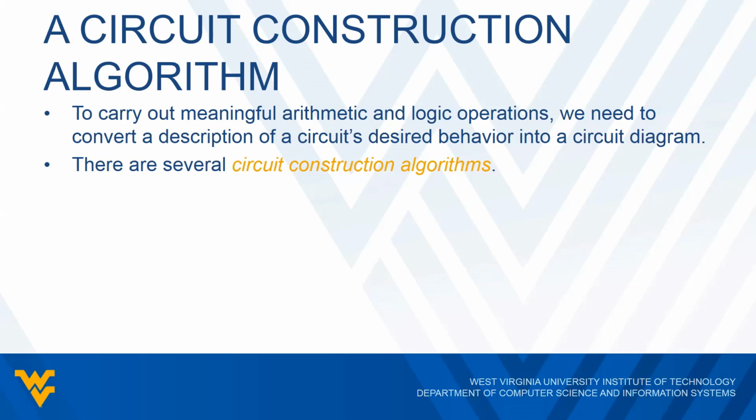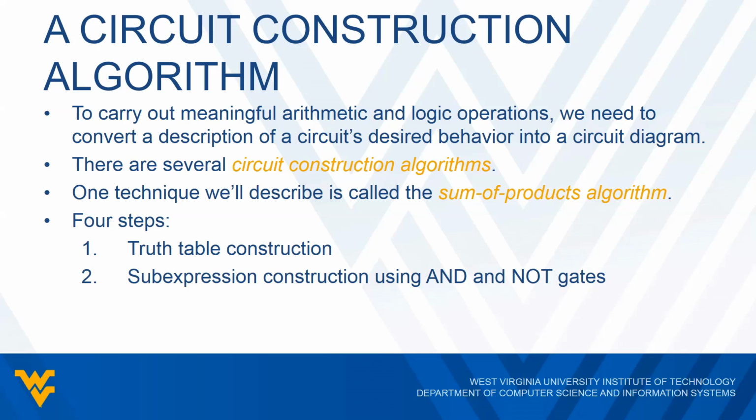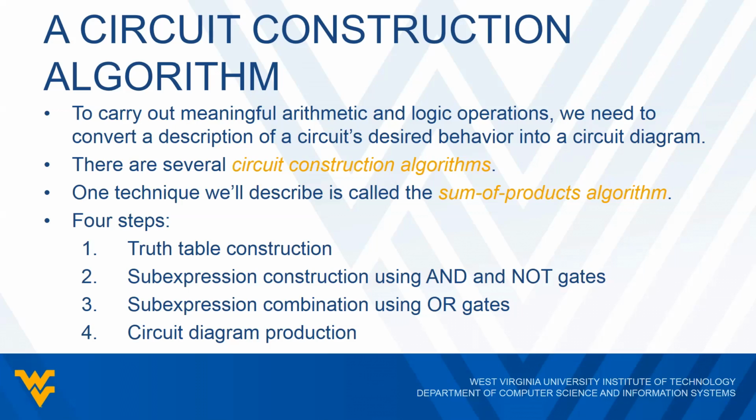Now, there are several different types of circuit construction algorithms to accomplish this task. And what we're going to be doing here is describing one such technique, which is called the sum of products algorithm. This allows us to design circuits. There are 4 steps involved with this particular algorithm. The first step is that we're going to construct a truth table. The second step is that we're going to construct a portion of the expression, or sub-expression, using just the AND and NOT gates. Then we're going to combine the sub-expressions using OR gates. And then finally, we're going to produce the circuit diagram.